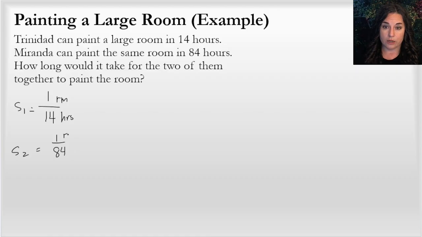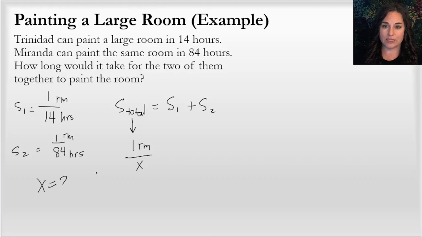Okay, Miranda, I don't know what you're doing. You've got lots of music going on there, something like that. Taking her a while to complete that room, 84 hours. So when we're looking at this, we want to find S total. What we're going to do is take the speed of the one and the speed of the other and add them together. They ask, the one room will take how many hours? We don't know x. You could call it a t if you wanted to. T equals, I don't know. One room in how many hours has to equal 1 over 14 plus 1 over 84.